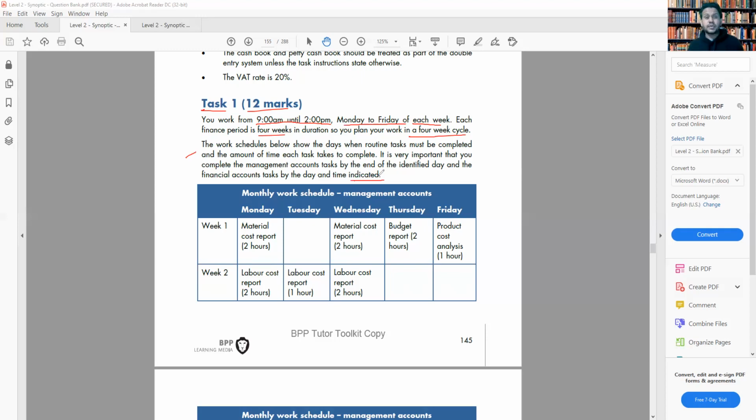So they are saying it is very important you finish the work on time. The time they give you, you have to finish the work by that time and on that day. We have two types of work: one is the financial side, one is the management side, and both tasks take place in this division. So maybe I have to perform both tasks. Let's have a look. The first one is the monthly work schedule for the management accounts. So let's see what we have for the management accounts. We can see here week 1, week 2, week 3, week 4, because they said we have 4 weeks.